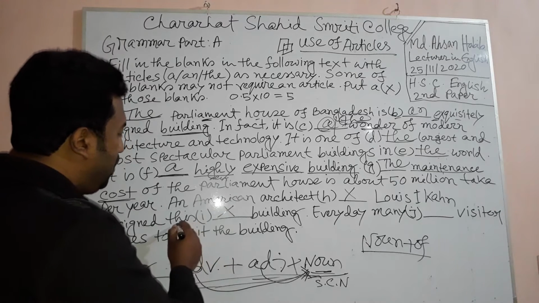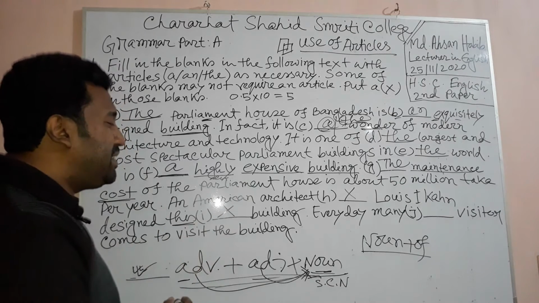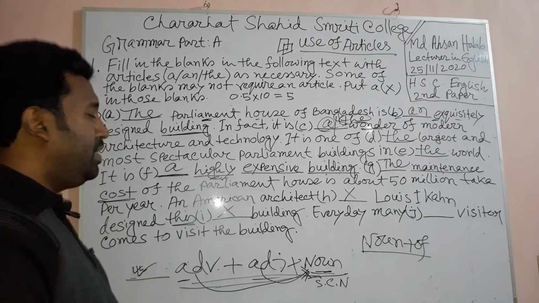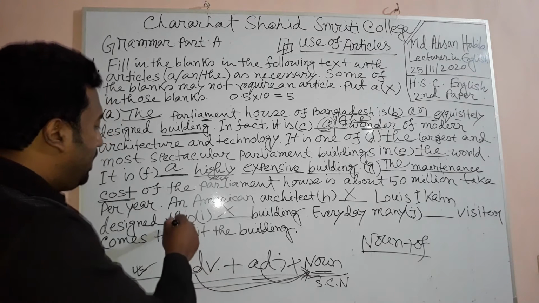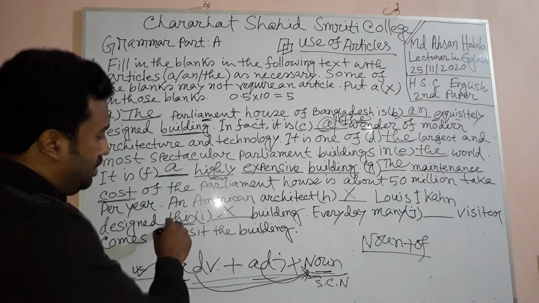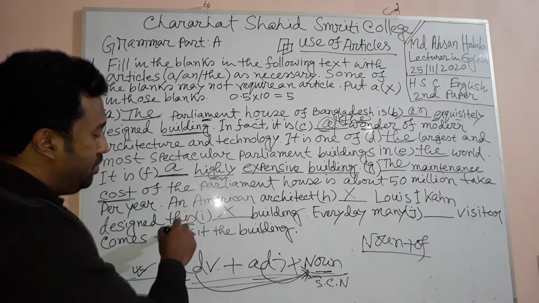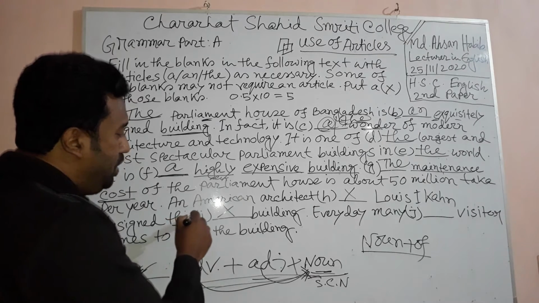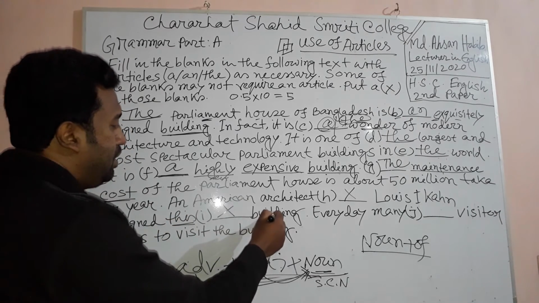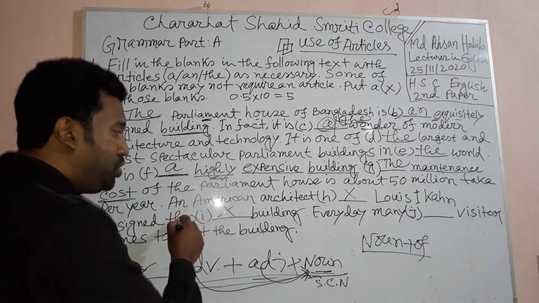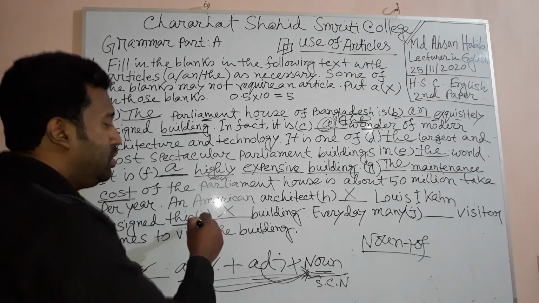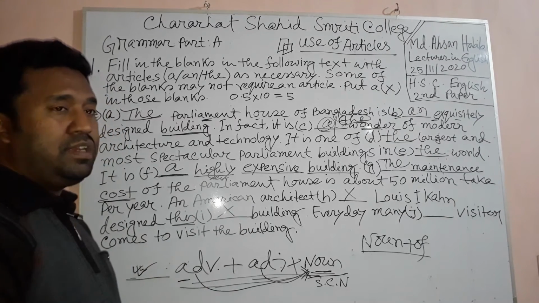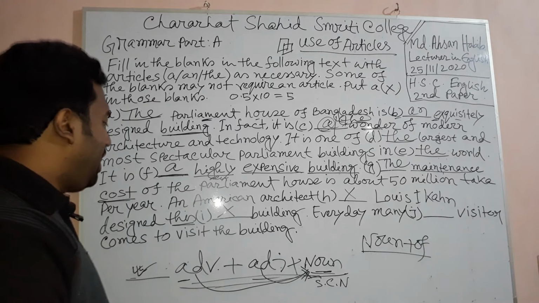Why? Because we have this. This is a demonstrative pronoun, and that is it a demonstrative adjective. This is a demonstrative adjective, and in between this and building, that is in between demonstrative and a noun, we do not put any article. We need not any article.